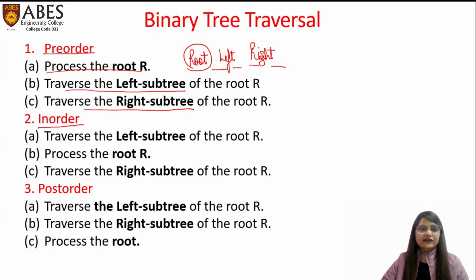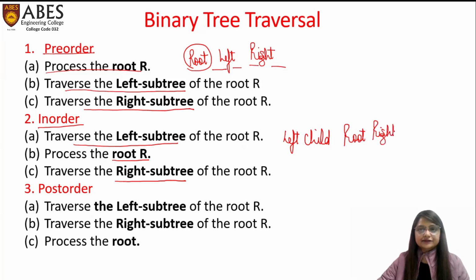In case of in-order traversal, we have to traverse the left subtree first, then we have to traverse the root node, then we have to traverse the right subtree. It means we have to traverse the left child first, then root node, and then right subtree or the right child. In case of post-order, we have to traverse the left subtree first, then right subtree, and then root node. It means in post-order, we have to traverse the left child first, then right child, and then root node.